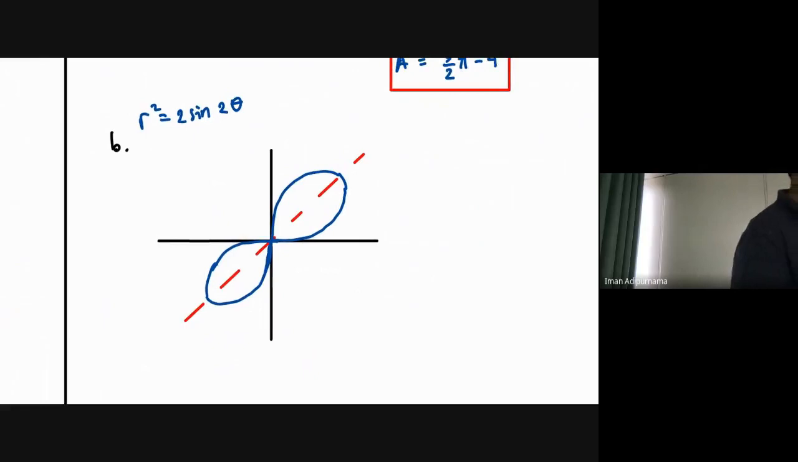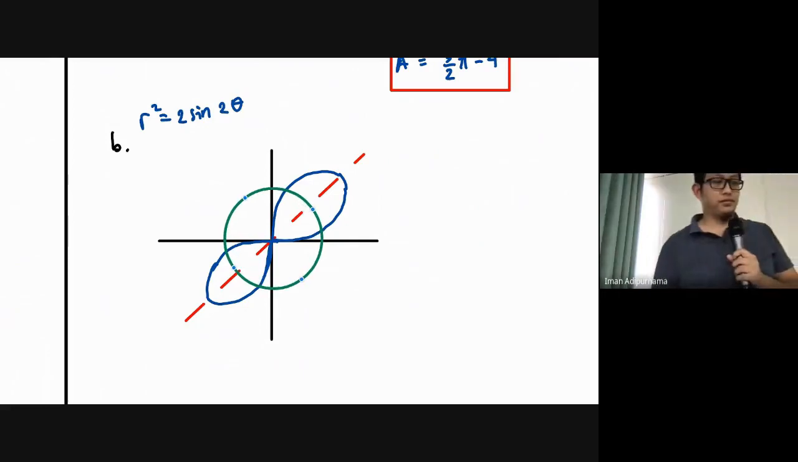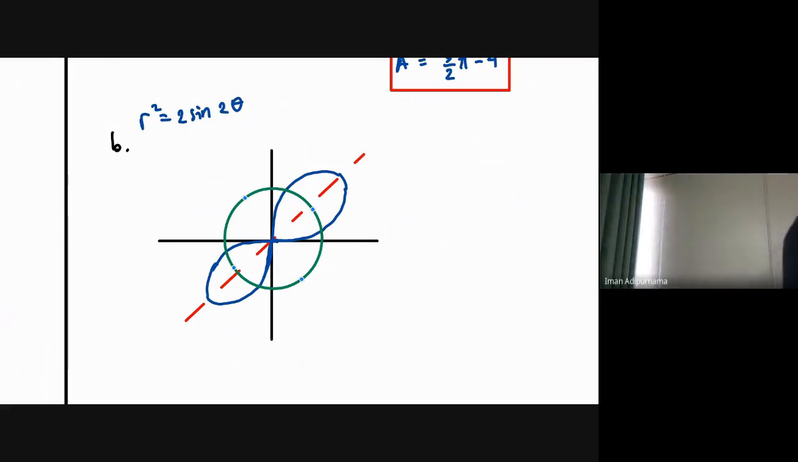Yeah, suppose this is the lemniscate. And the lemniscate is 2, so this will be 2. The line. So the circle will be in the middle. Maybe bigger, maybe like that. And the area is here.